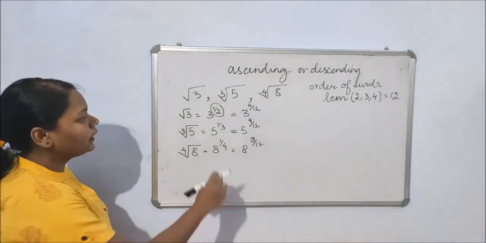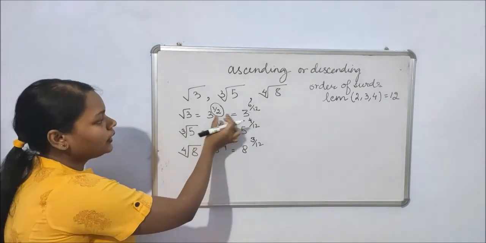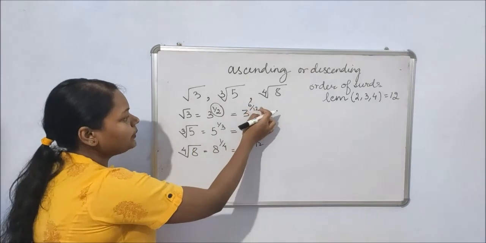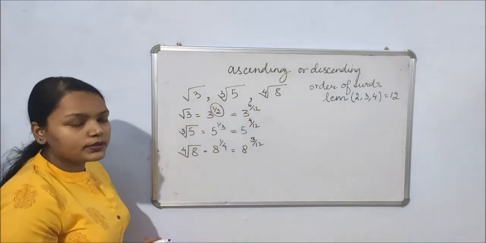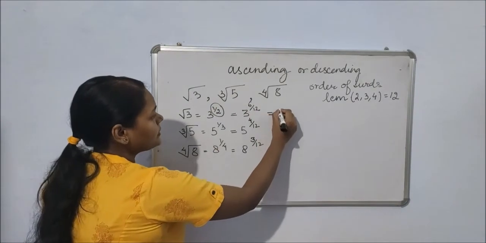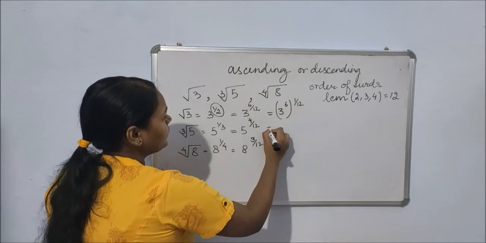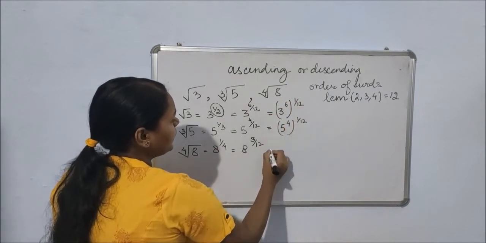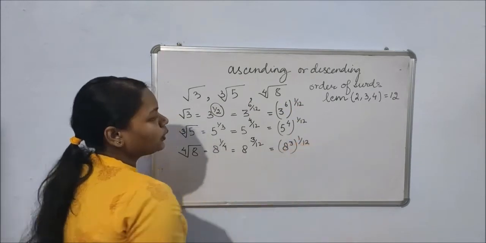Have a look again. What we are doing is manipulating this exponent to have the denominator 12 everywhere, but simplification gives me 1 by 2, 1 by 3 and 1 by 4. I hope that is clear. So now this can be written as 3 to the power 6, the whole to the power 1 by 12, 5 to the power 4, the whole to the power 1 by 12, and lastly 8 to the power 3, the whole to the power 1 by 12.